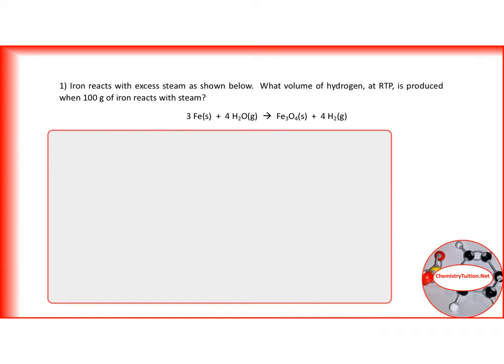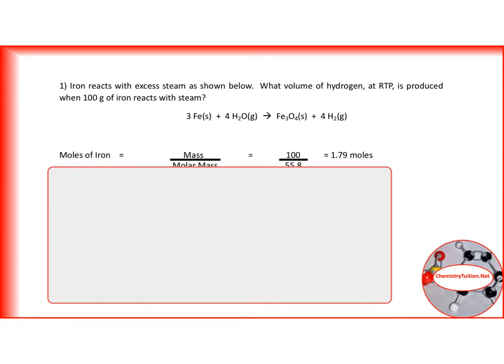Here's our first example, and we are looking at iron reacting with steam. The question would like us to work out the volume of hydrogen. RTP means room temperature and pressure. How much hydrogen are we going to be producing when we react 100 grams of iron? We're going to use exactly the same procedure as before when dealing with reactions. The first thing we're going to work out is how many moles of iron we have. Iron, you see, we've got as a solid there, so we're going to use mass over molar mass, and that gives us 1.79 moles.